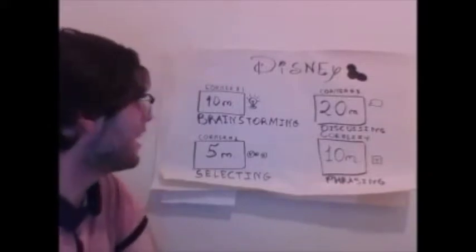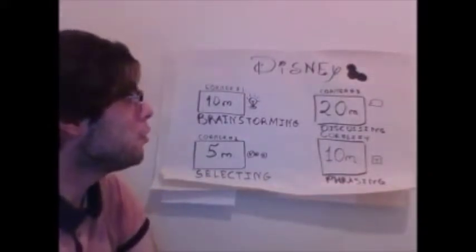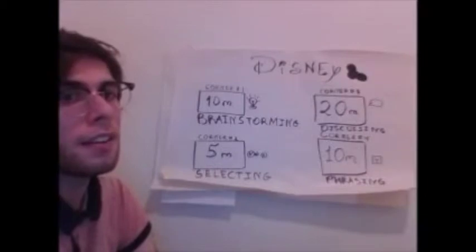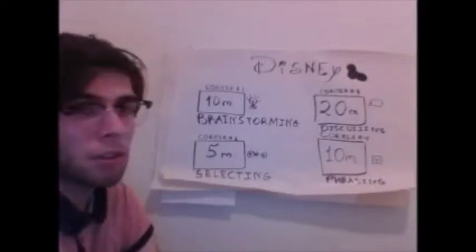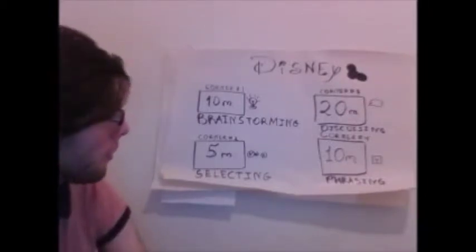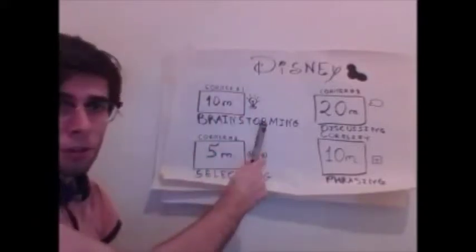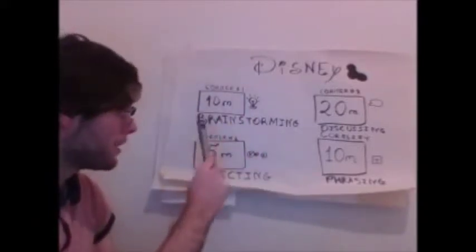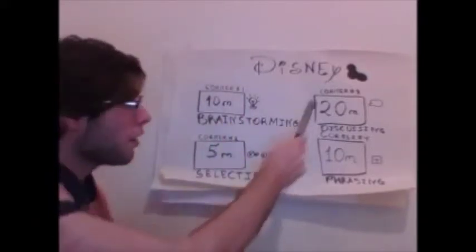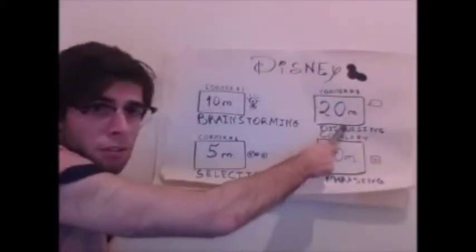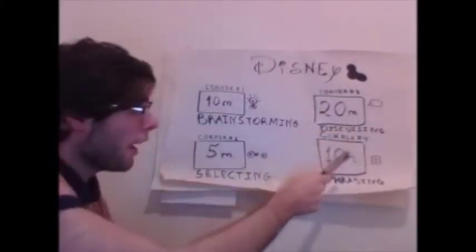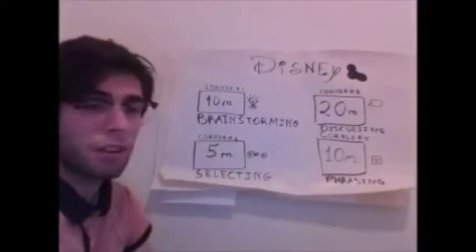To be more precise, you as a chair can divide the committee room into 4 corners. You could have a brainstorming corner in one corner, then the selecting corner in the other one, the discussing corner in the third corner, and the phrasing corner in the fourth corner.